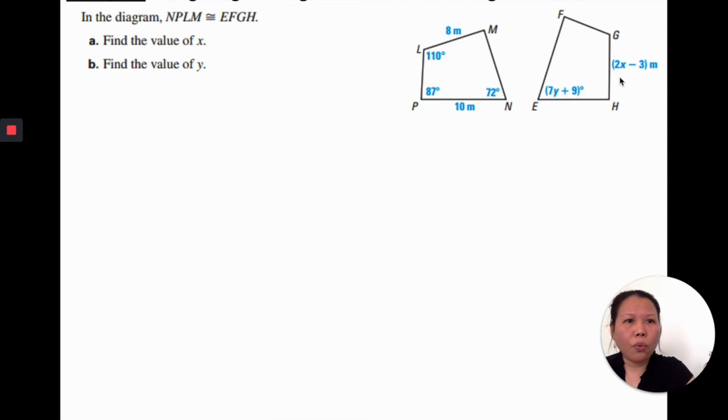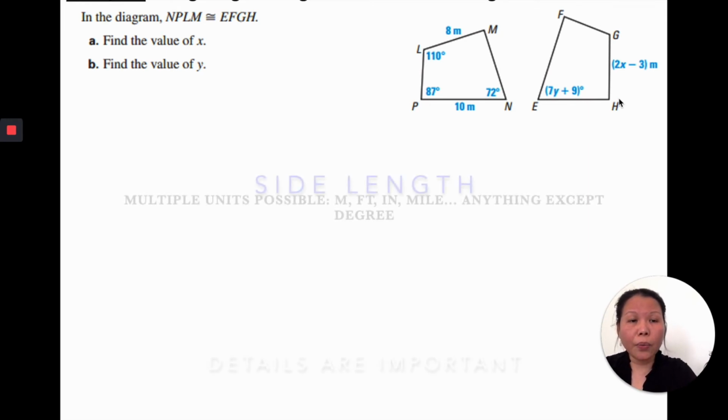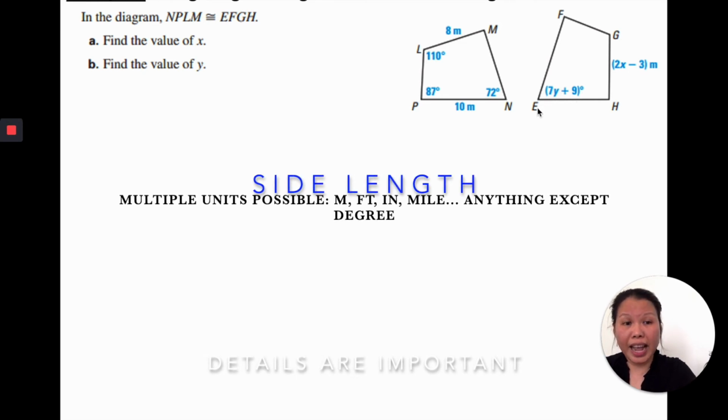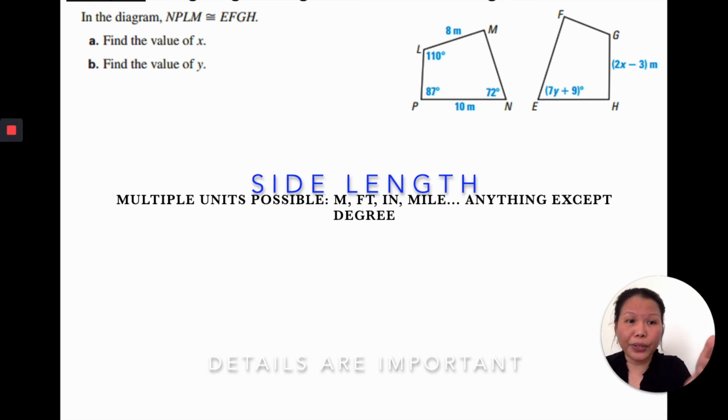We have x and y, and x is this side. I see that it's a side because it has the meter. It doesn't have the degree. The only one that has degree would be the angle measure, like the one with the y. You see the y, 7y plus 9. The degree means that it is talking about the angle, and not a side. Any other unit will be for a side, so meter is for side. So on the x, we're solving for the side length, and then we find y.